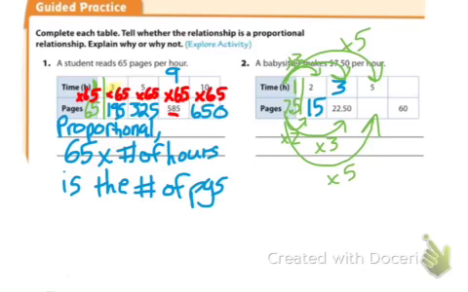7.5 times 5 is 37.5. And we should add a 0 because we're talking about money, not pages. And then 60. The answer we get there is 8. And it is proportional.